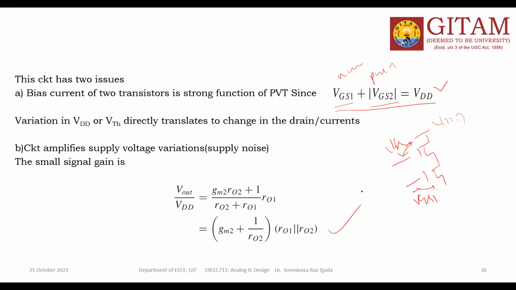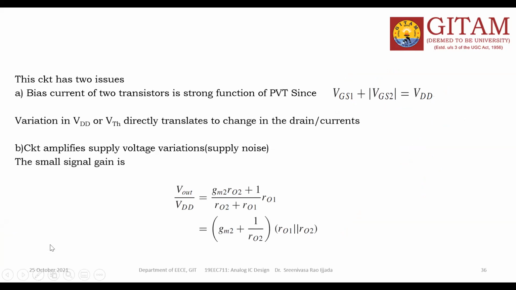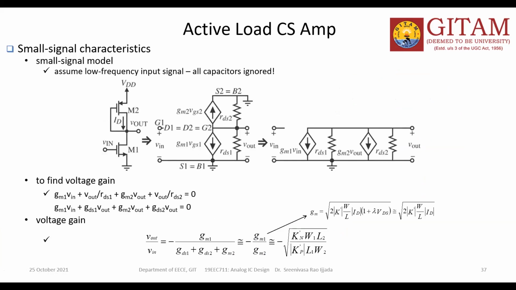GM2 is the transconductance of the PMOS device. R02 is the output resistance of the PMOS device, and R01 is the output resistance of the NMOS device. So these are the two issues we identified. The first is that variation in VDD or VTH directly influences changes in ID. The second is that the circuit amplifies the supply voltage variations, which are called supply noise. These are the two things.